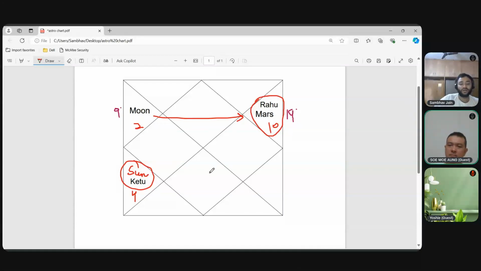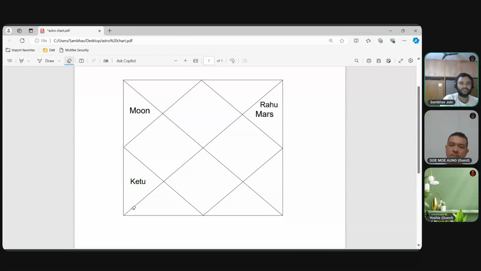This is how sign works. The basic things about sign, the importance of sign. Let's do another chart, another combination.